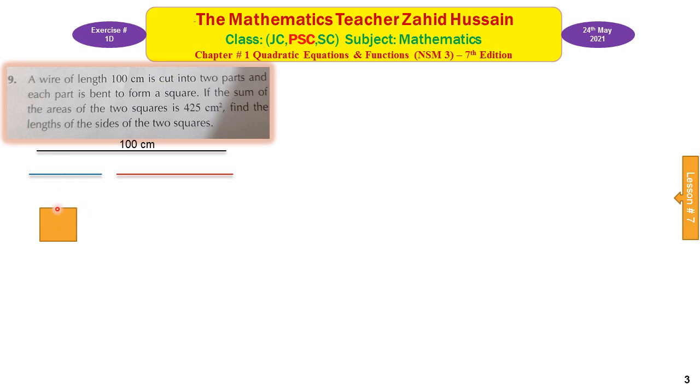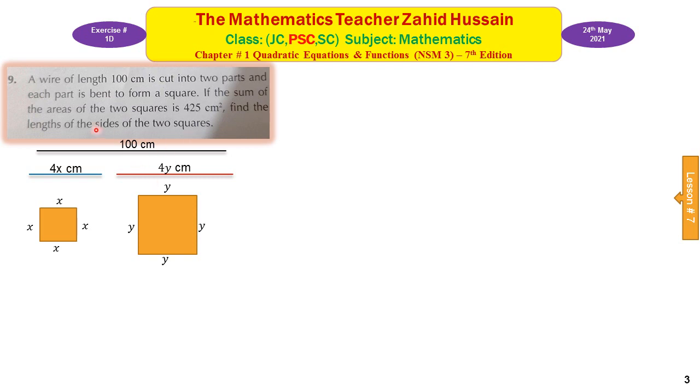Smaller part is bent to form a square. Let the length of each side of the square be x centimeter. Then what is the length of the smaller part? It will be equal to 4x. The larger part is also bent to form a square. Let the length of each side of this square be equal to y. The length of the larger part of wire will be equal to 4y.